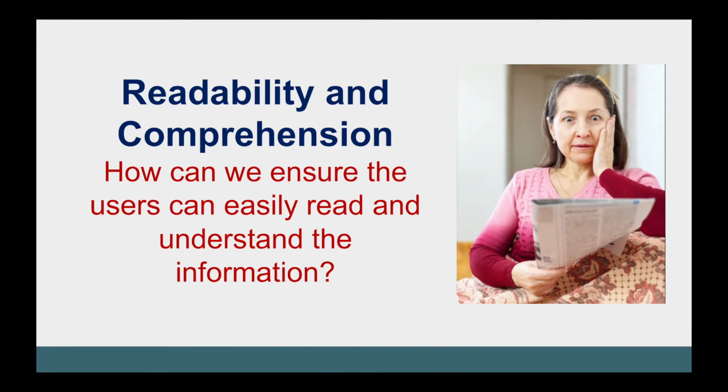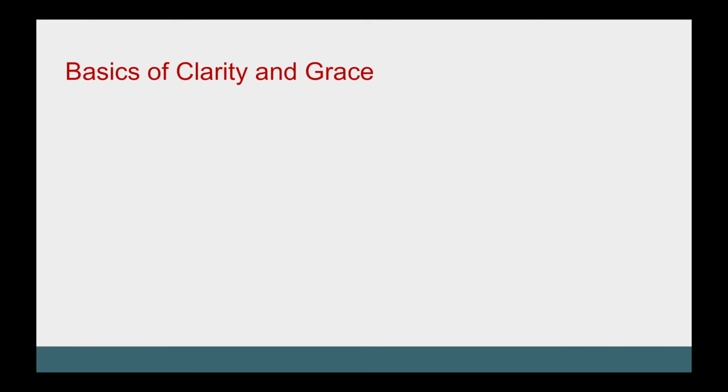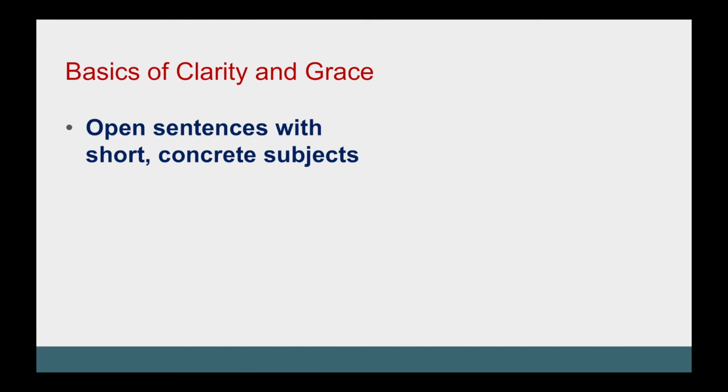We've talked a lot about writing clearly, but how do we learn to do that? How can we ensure that users can easily read and understand the information we provide? First, start by practicing these 8 tips as you write. Whenever possible, open your sentences with a concise subject that is concrete. For example, the car tires is a concrete subject, but pumping the car tires is not concrete because the word pumping is not something we can touch.